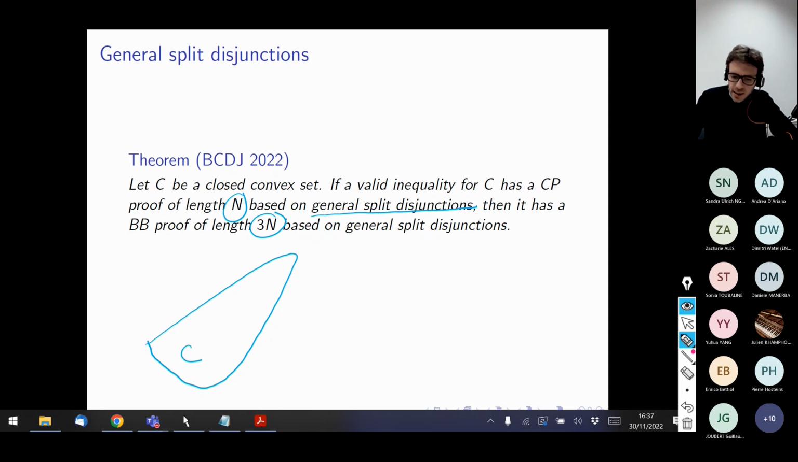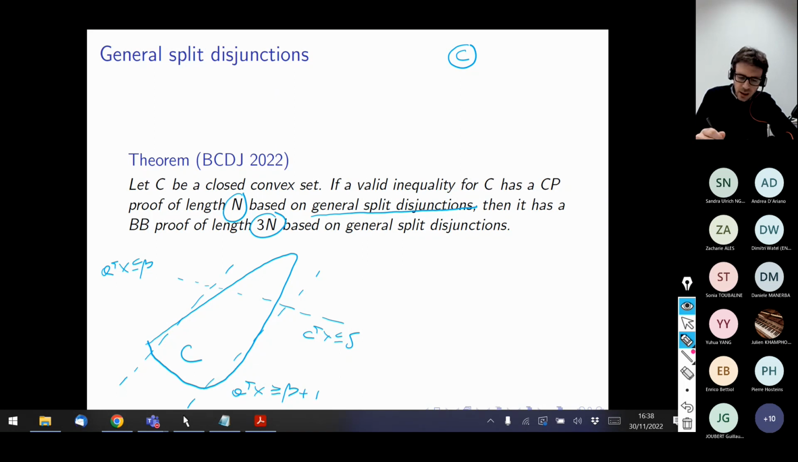You start with the root node C, and now you apply some disjunction. So this is A x less than or equal to beta, and this is A x greater than or equal to beta plus 1. So this is my disjunction. I have a cutting plane proof, so the first thing that I have at the root node is a cut, some cut like this, c x less than or equal to delta. This is the first thing you do, and this creates a new set in which you add this inequality, which is a subset of C.